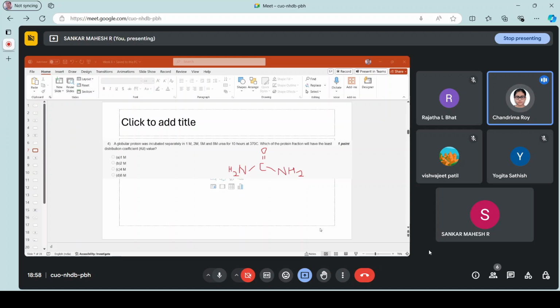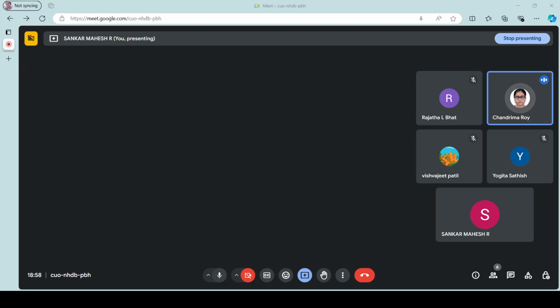Sir, in distribution coefficient, we can tell that the one having the lowest molar urea is highly distributed. Right, low Kd and lowest urea are highly distributed, and the highest one is not that much distributed as compared to that, according to the foldedness.